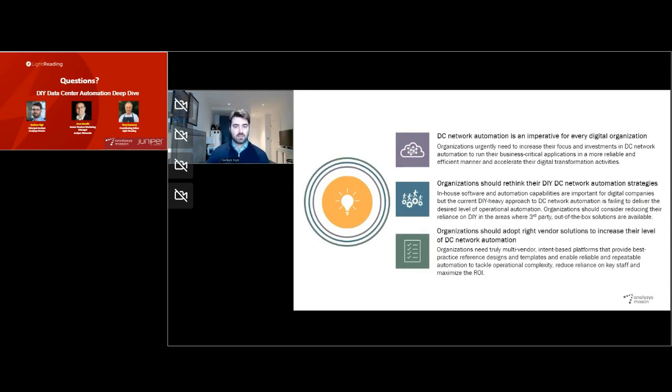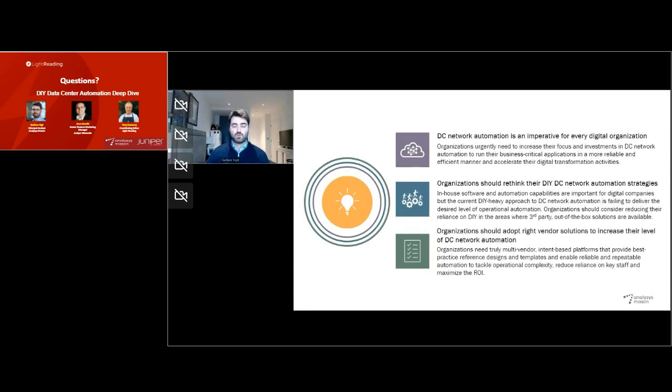So they need to examine their current processes and automation activities to reveal their true costs of DIY and think about switching to a third-party vendor out-of-the-box solutions wherever it makes financial and operational sense. And finally, this means that they need to identify and adopt the right vendor solutions. And based on the key pain points we found on DC network automation today, there are some essential capabilities they need to include in their vendor checklists.